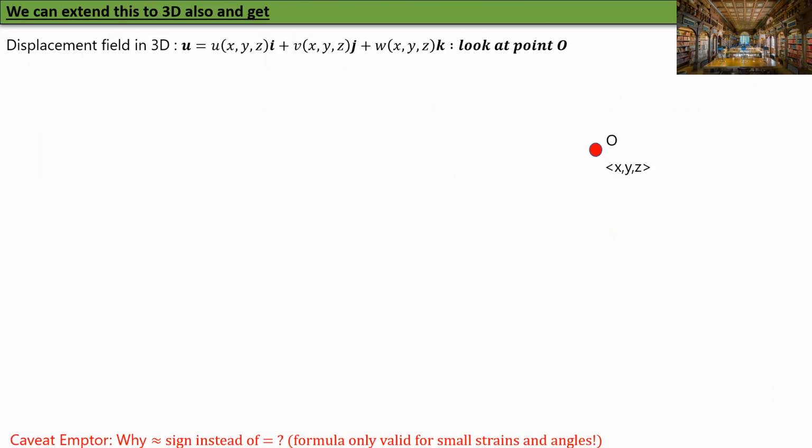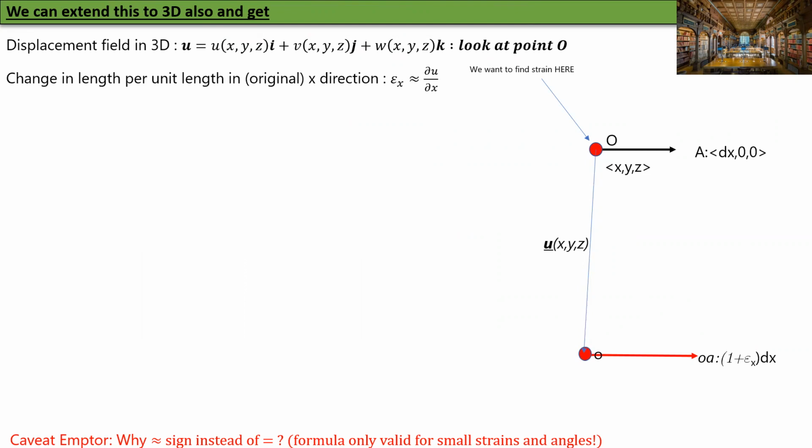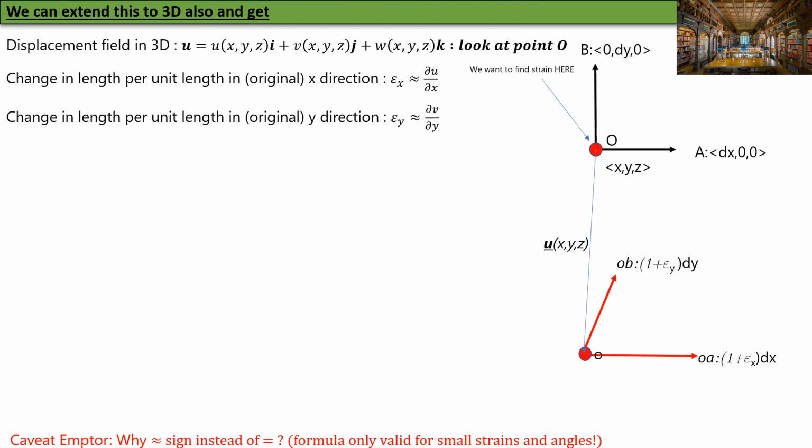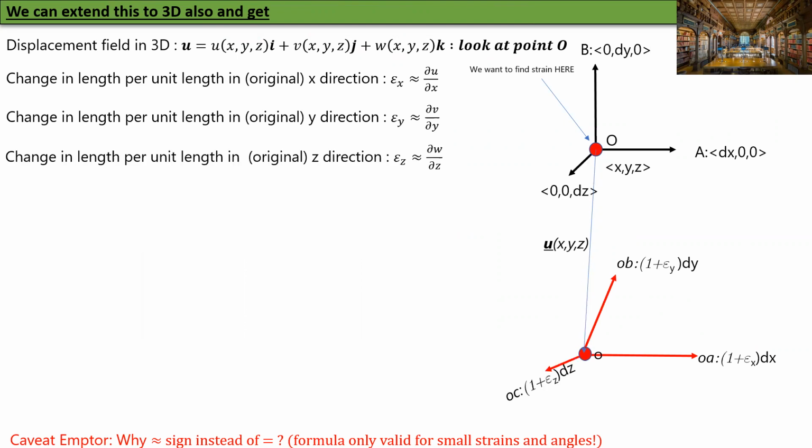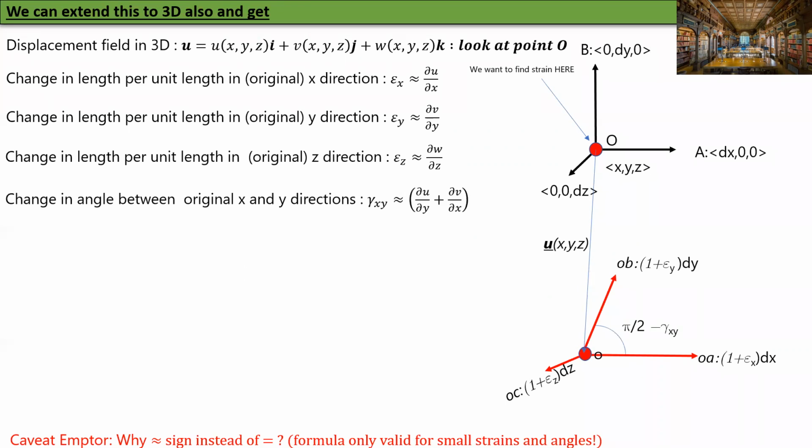Okay. In 3D, you focus on a point O, like shown here. We want the strain there. What happens is it moves to this new point O prime. So change in length per unit length in the original x direction, epsilon x, is du/dx. For the y direction, epsilon y is approximately dv/dy. Epsilon z is approximately dw/dz. Very nice. Then change in angle, this gamma xy, is du/dy plus dv/dx.